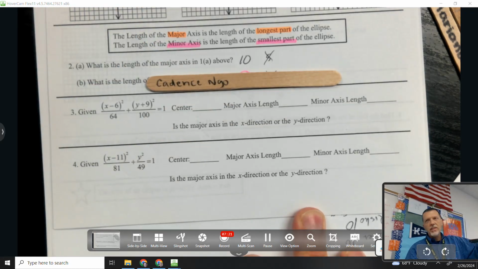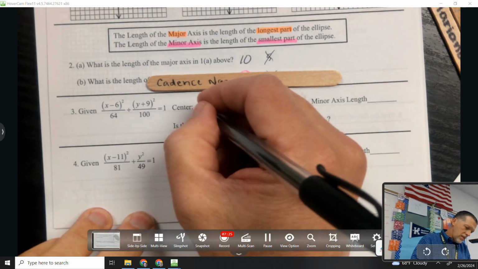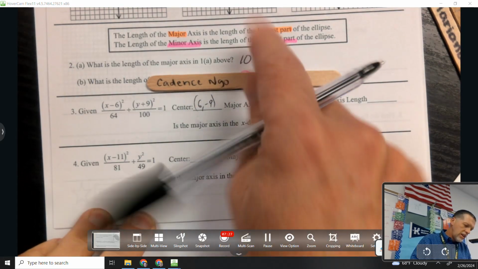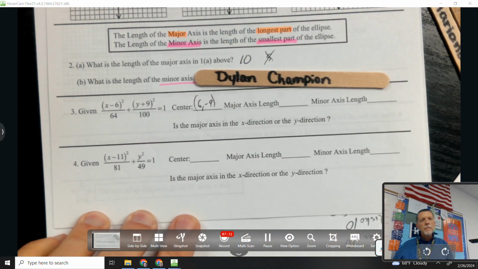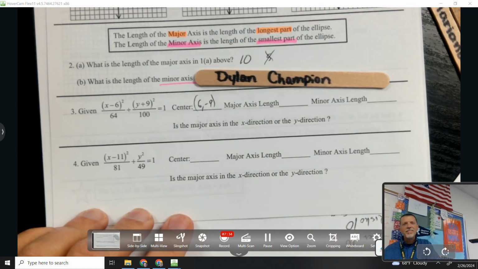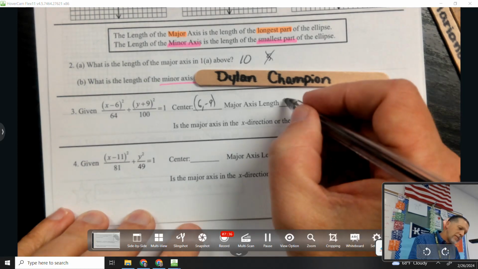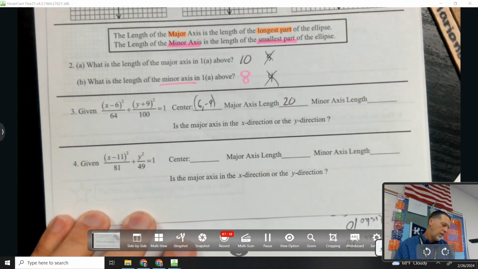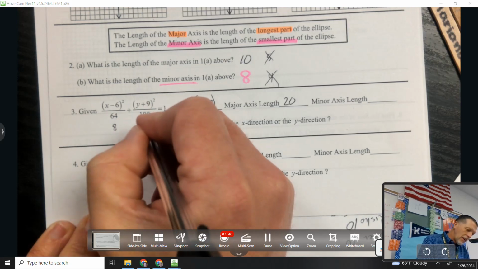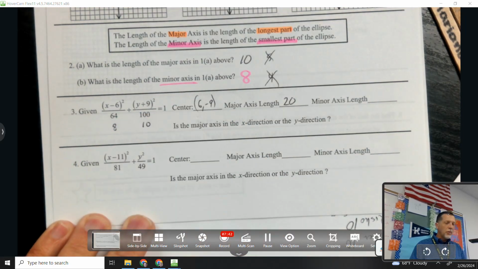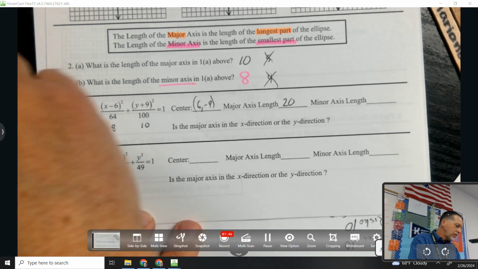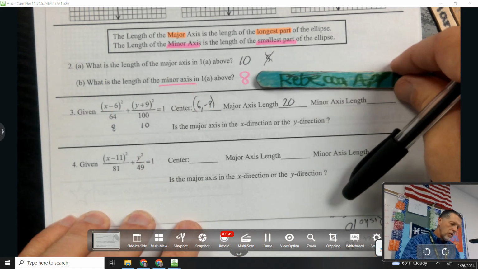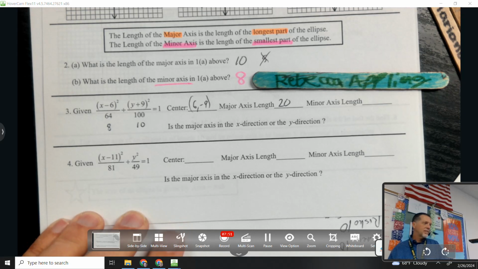Cadence, how about the center of that thing? 6, -9. All right, how long is the major axis? 20. Good. So we went 8 left and right, 10 up and down. 10's the bigger one. But we went 10 up and 10 down, so our major axis is 20. Rebecca, how about the minor axis? 16.